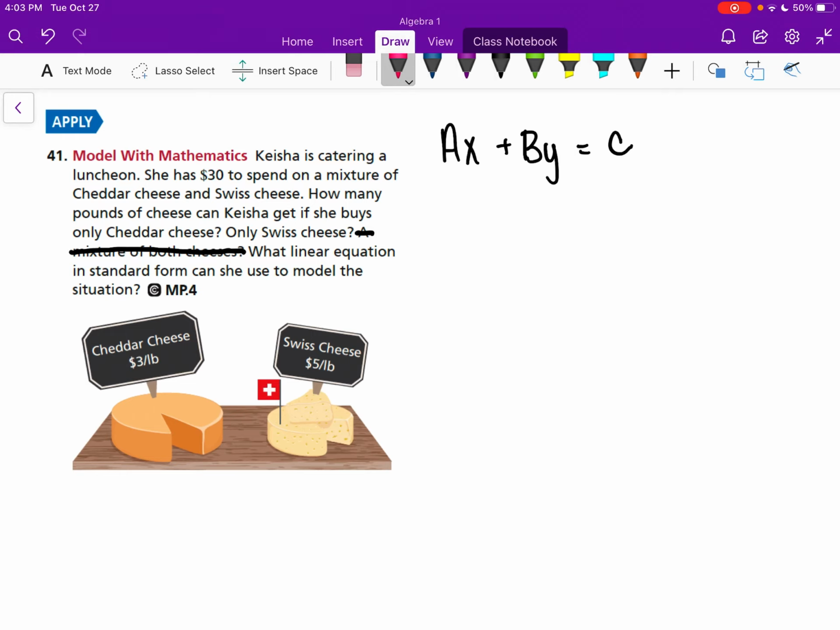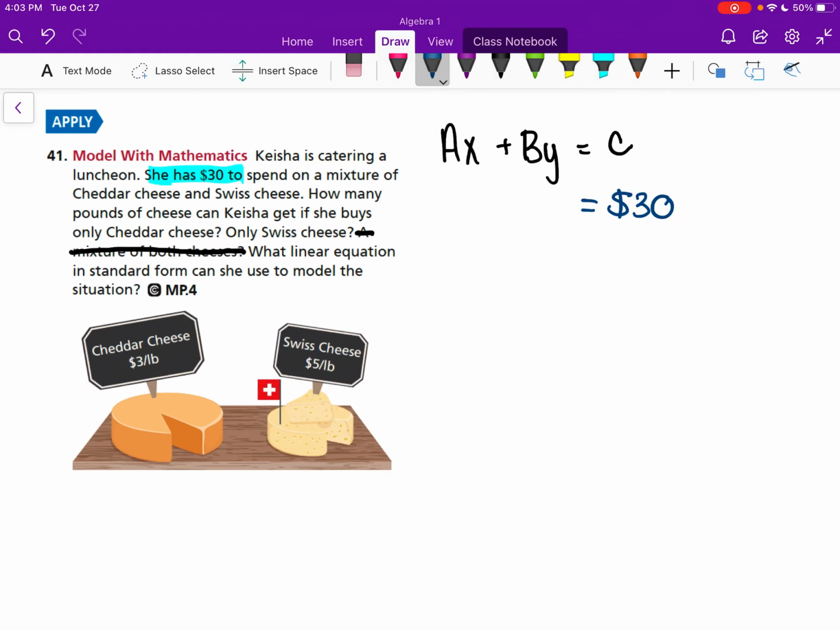We're going to not do the next part. What linear equation in standard form can she use to model this? So ax plus by equals c is great for these real-life scenarios, when we know a total amount. She has $30 to spend. That's how much we have in total. That's our c value. We have $30.